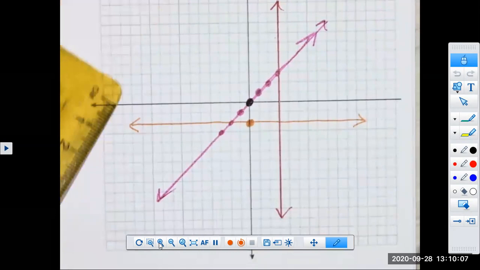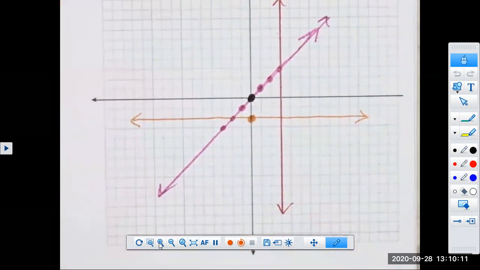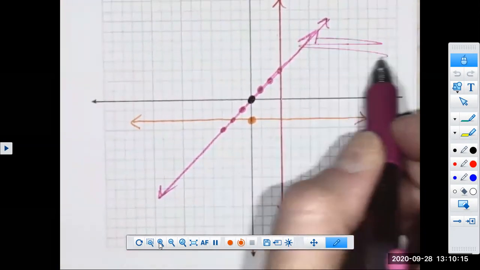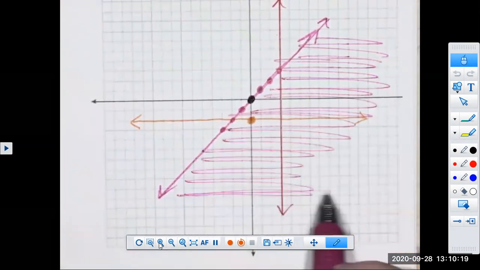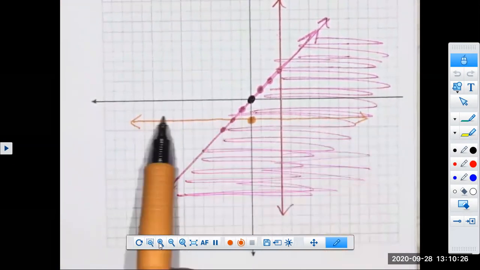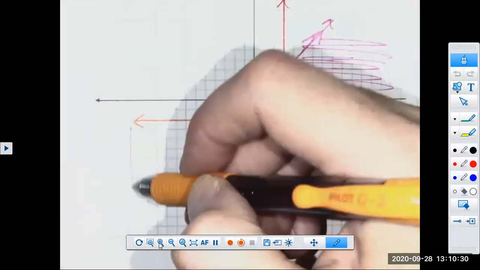Okay, where did we shade in relation to the pink graph? Like the y less than or equal to x. You said we shaded where? Good, we shaded down or to the right of that graph. And then in relation to the orange graph, the y is less than or equal to -2, we also shade below.